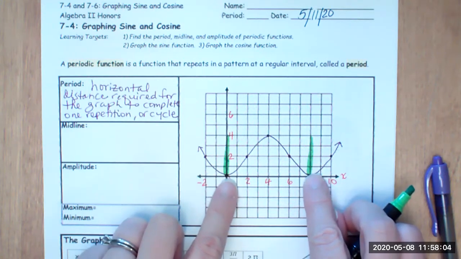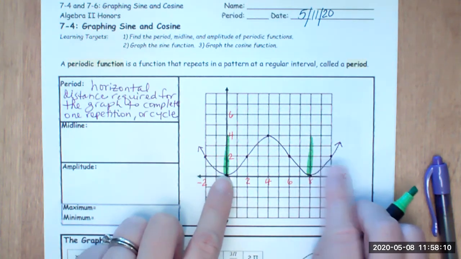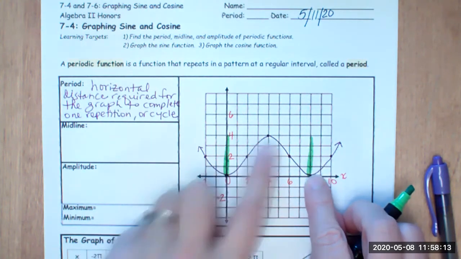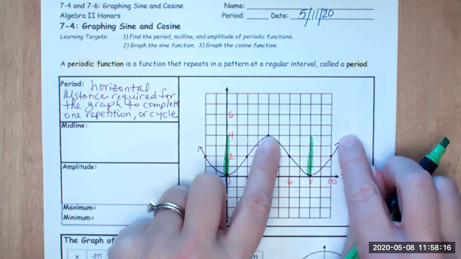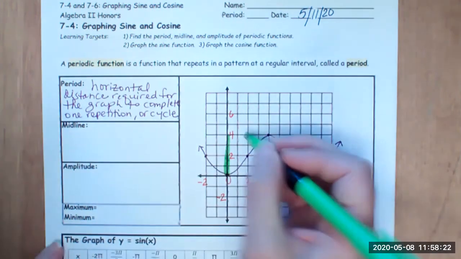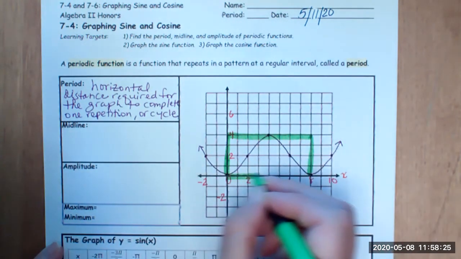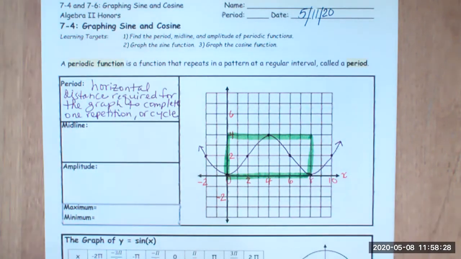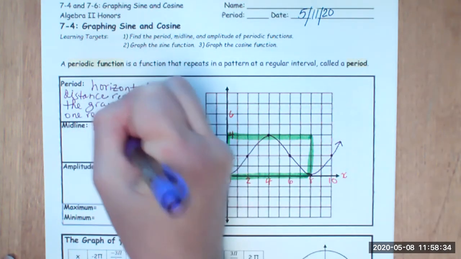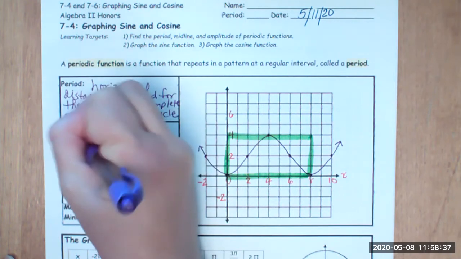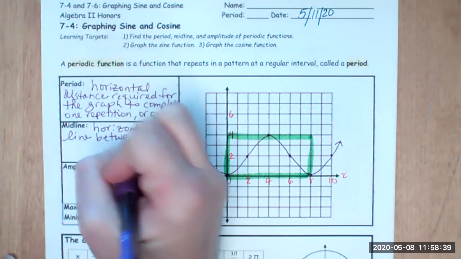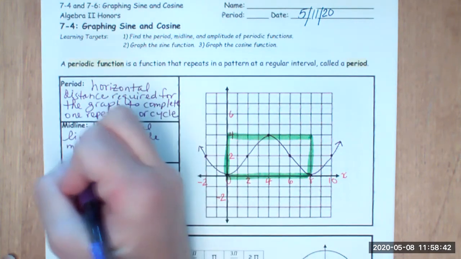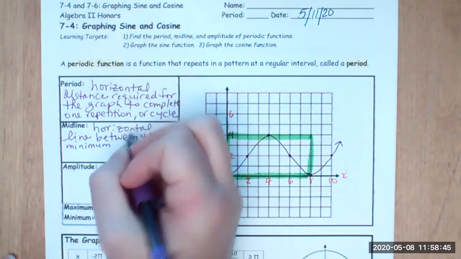And in general, if we are looking for the period, if we just look for points on the graph going from one minimum to the next minimum, or for example here, one maximum to the next maximum, that would represent one cycle or one repetition or one period. Okay, so I'll just complete this rectangle here. Okay, now the midline is a horizontal line between the minimum and maximum points of the graph.